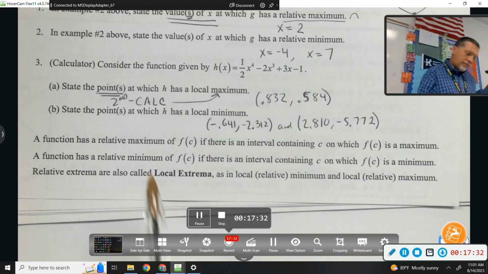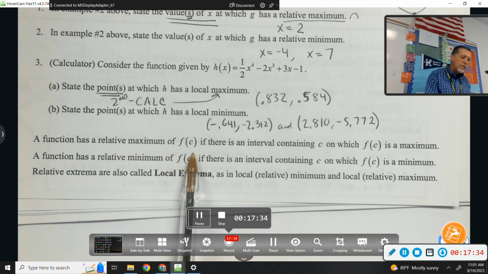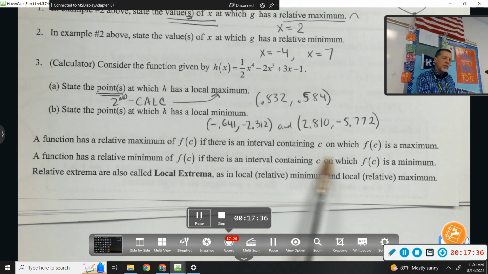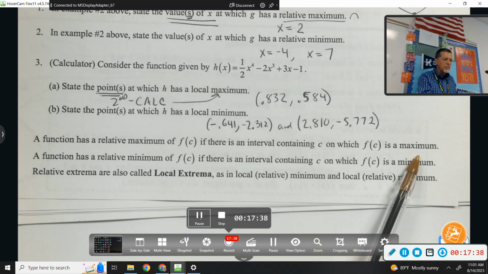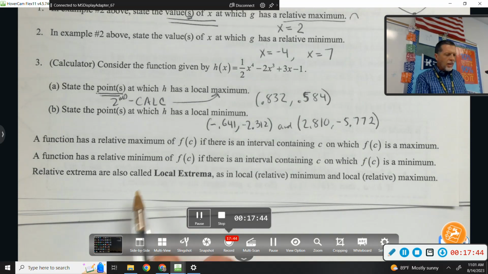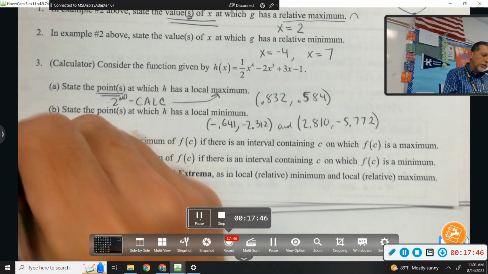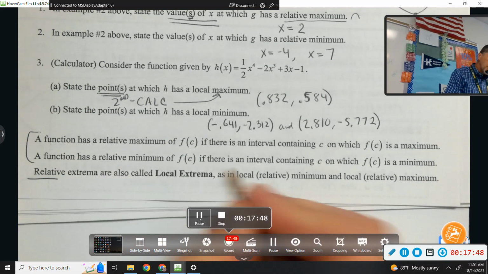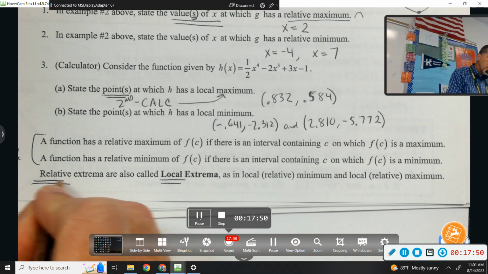A function has a relative maximum of f of c if there's an interval containing c on which f of c is a maximum. That's almost like a circular definition kind of thing. Same thing with a minimum. I would not worry about those 2 lines. That's kind of weird. Relative extrema are the same thing as local extrema. Maybe that's a better word.